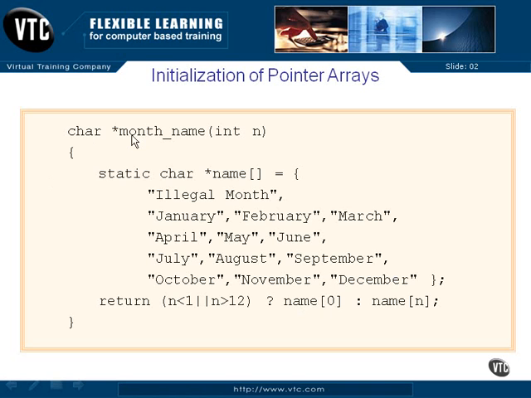Month name is supposed to return a character pointer, so that's exactly what we have to send back and what we can send back by this. If this is not true, that means that n is in fact between 1 and 12 inclusive, so we will return name sub n, which will be 1, 2, 3, 4, 5, 6, and so on down through 12. And this function works the way we expect it to. But I want you to see how you initialize a pointer array, and even though it appears to be a two-dimensional array, it is in fact only a single-dimensional array of pointers.